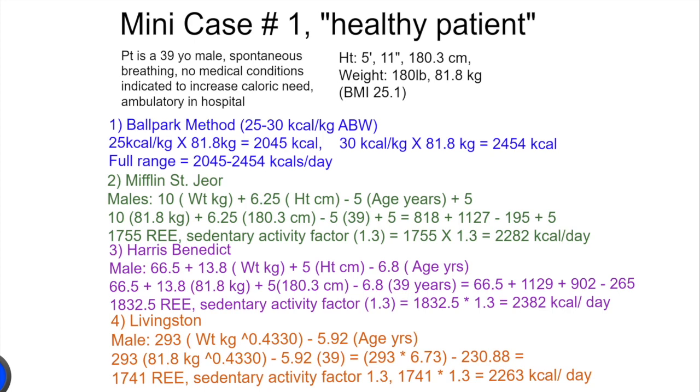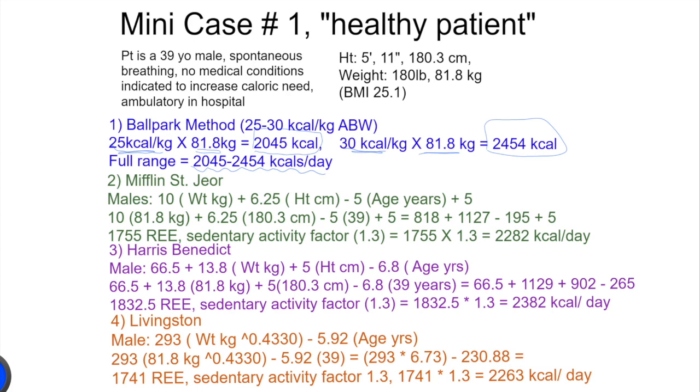So let's talk through our 4 options for how we might choose to calculate the energy needs for this patient. The first choice is that ballpark method. So we're all very familiar with ballparking. That 25 to 30 kcals per kilo of actual body weight is typically used for a patient who doesn't have any medical needs increasing their caloric requirements. So for this instance, you can see the 25 kcals per kilo times the number of kilos gets us this value, and 30 kcals per kilo times his number of kilos gets us this value. So our total range for the day's calories is right here, 2045 to 2454.